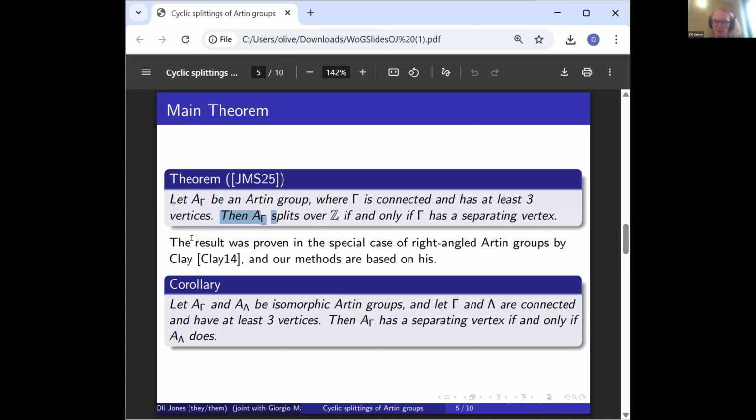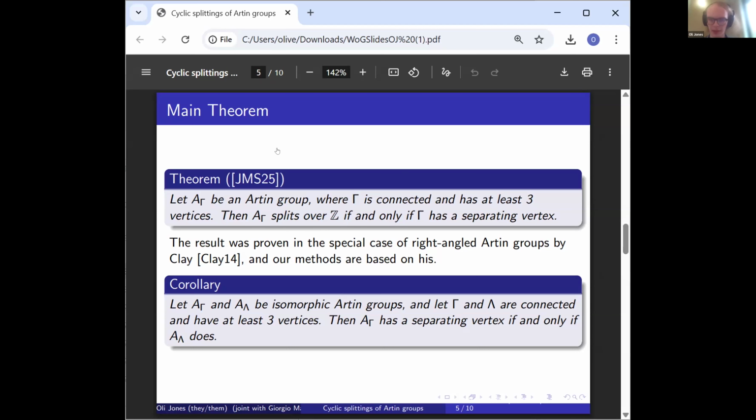Cool. So this result is a generalization of a result by Clay from 2014 for right-angled Artin groups, which has exactly the same statement. And our proof is also a generalization of his. I don't want to go into the details of the proof today, but the quick summary is that you're going to use the action on a tree, assume there's no separating vertex, and use cycles in the graph in order to build stabilizers which are bigger than Z, which contradicts the assumption that you had a Z splitting.